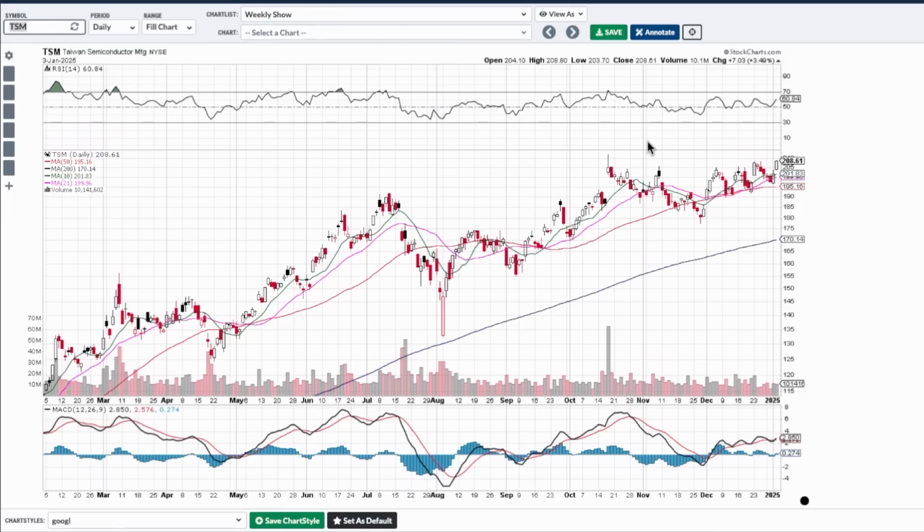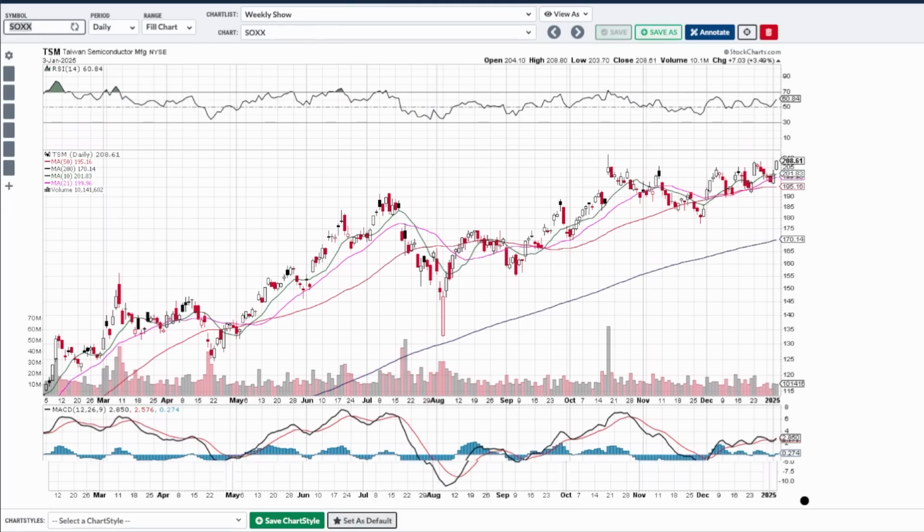Here we are with Taiwan Semi, TSM. The stock did execute a base breakout today, nice volume on a holiday shortened period, and bullish RSI and MACD.